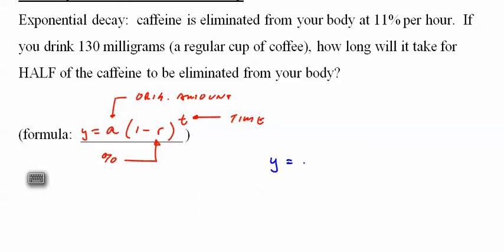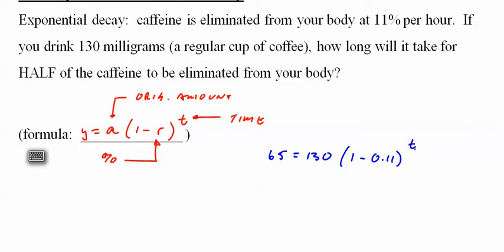Y equals... back up. How long does it take to get to half? So 65 equals 130 times 1 minus 0.11 to the t. 65 over 130 is 0.5. Call that a half-life. How long does it take something to become half of what it was?